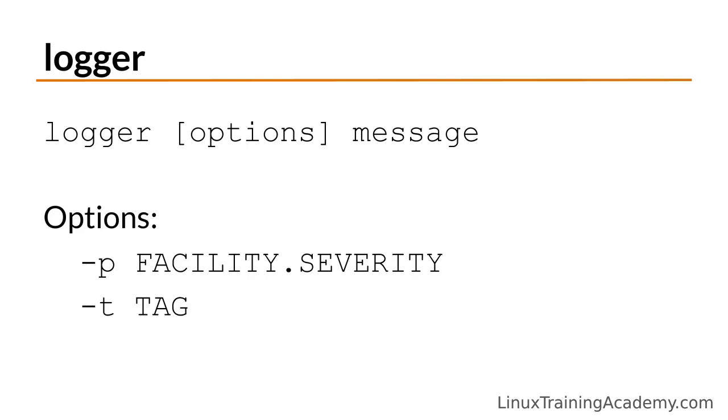This can prove to be useful if you want to test any configuration changes you've made to the system logger, or if you want to generate log messages from your own shell scripts. Use the -p option to provide a facility.severity level. If you don't specify a facility.severity pair, it will default to user.notice. You can also use the -t option to tag your message.